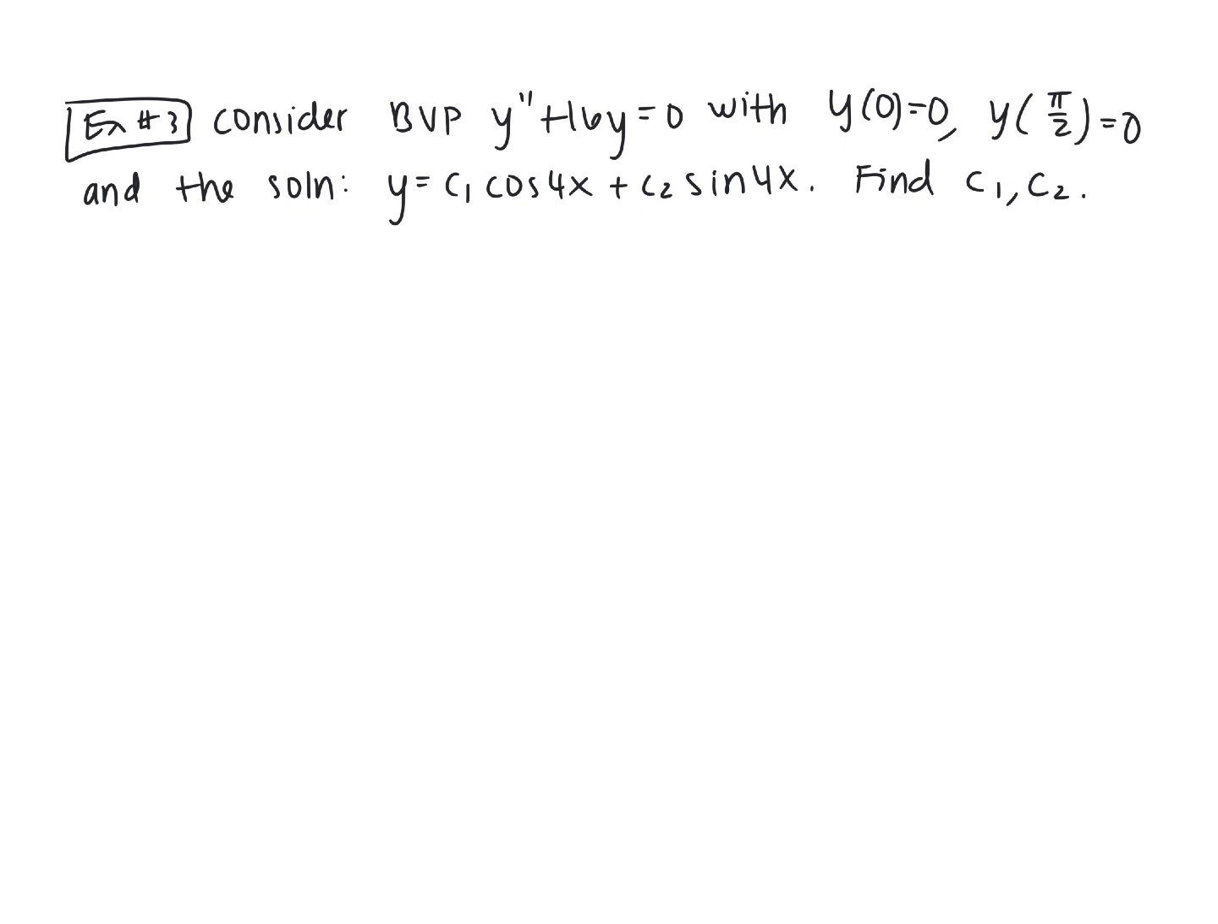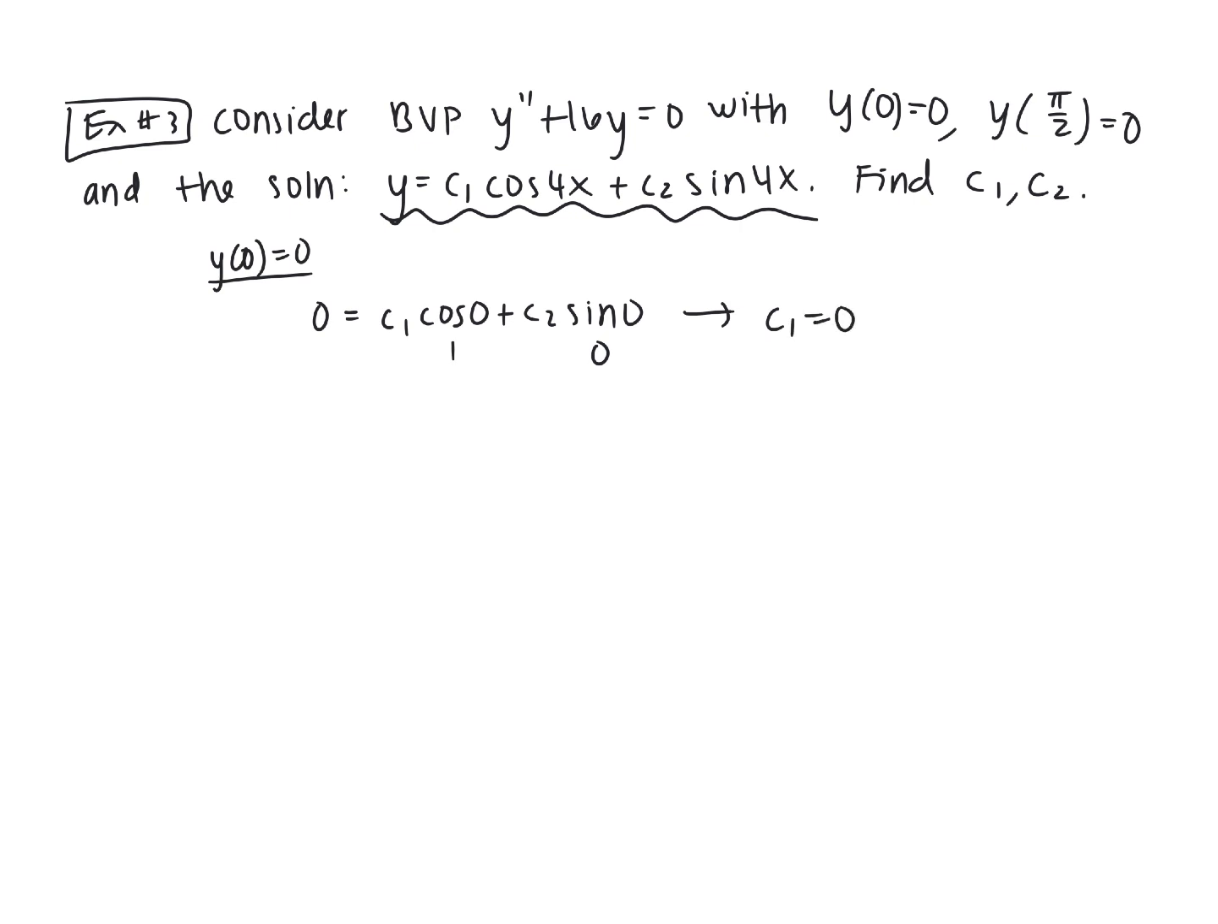Okay, if we start with the first condition, y of 0 is equal to 0, we're going to substitute into the solution that we have. So then, we end up with 0 is equal to C1 cosine of 0 plus C2 sine of 0. Cosine of 0 is 1, sine of 0 is 0. So that gives us then C1 is equal to 0.